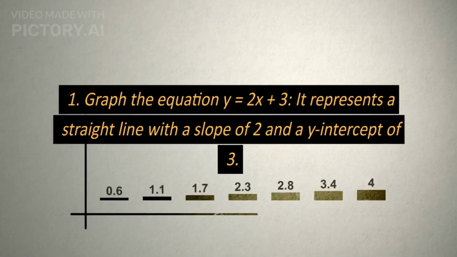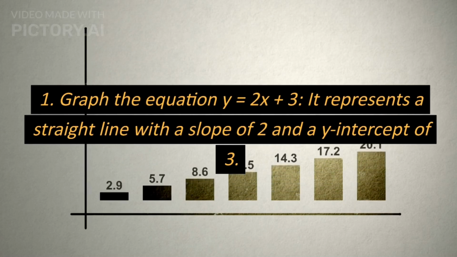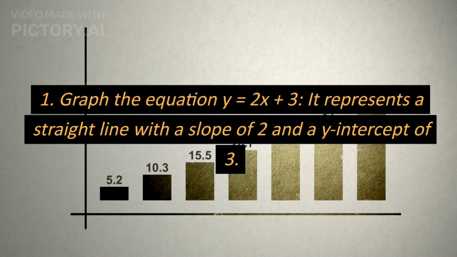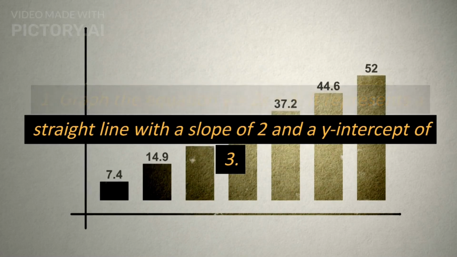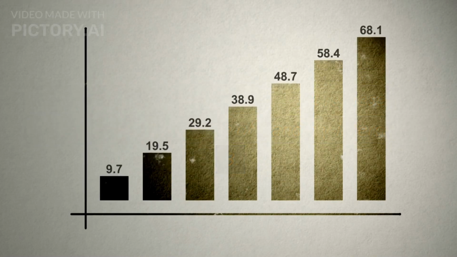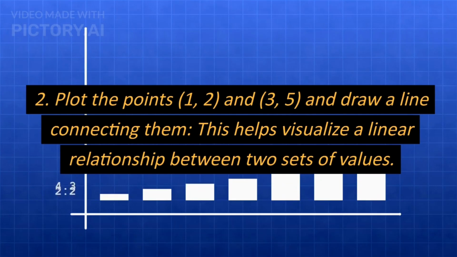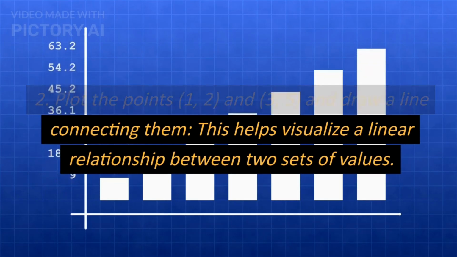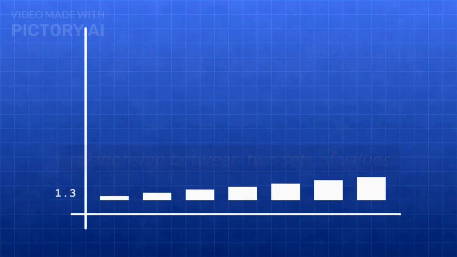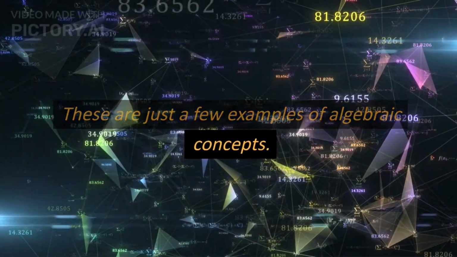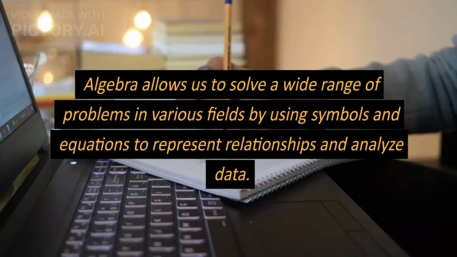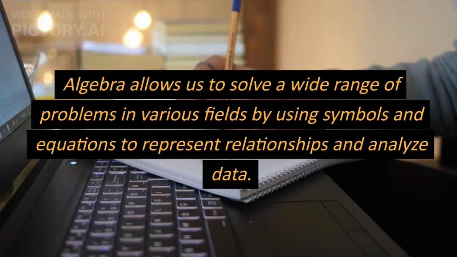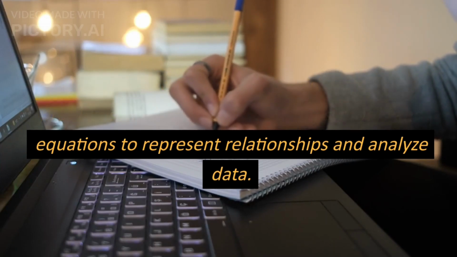Graphs. 1. Graph the equation y = 2x + 3. It represents a straight line with a slope of 2 and a y-intercept of 3. 2. Plot the points (1, 2) and (3, 5), and draw a line connecting them. This helps visualize a linear relationship between two sets of values. These are just a few examples of algebraic concepts. Algebra allows us to solve a wide range of problems in various fields by using symbols and equations to represent relationships and analyze data.